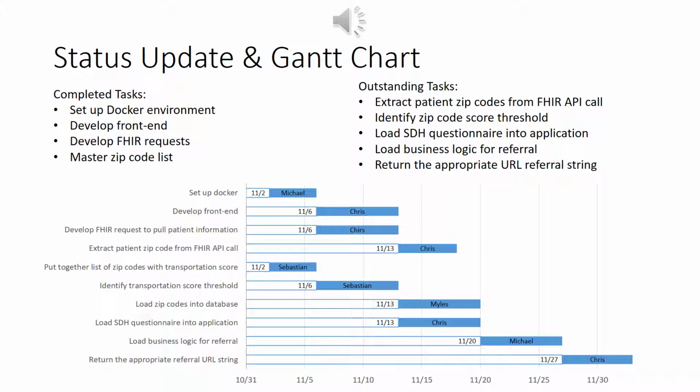Our outstanding tasks for the next few weeks include being able to extract patient zip codes from that FHIR call, identifying zip codes that meet or don't meet a certain threshold by hitting a database, loading the questionnaire that's returned if that threshold is not met, loading the business logic for launching a referral depending on the results of that questionnaire, and returning the appropriate URL for a referral.